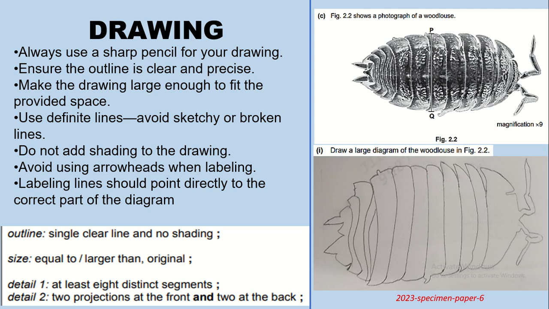Then the number of body segments should be at least 8. I can see even more than 10 in the diagram. Again, this candidate has done justice to that. Then if you look at the front and the back side of this diagram, you see there are projections, two projections each. So this person also gets this well represented. So this person has scored 4 out of 4 marks. So this is how to do justice to your drawing.